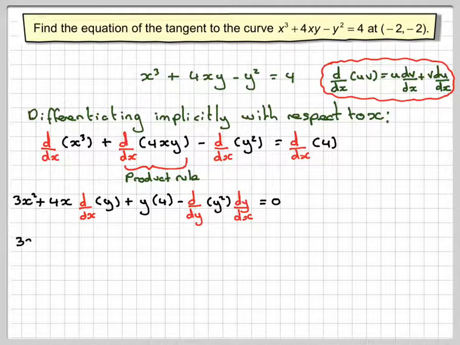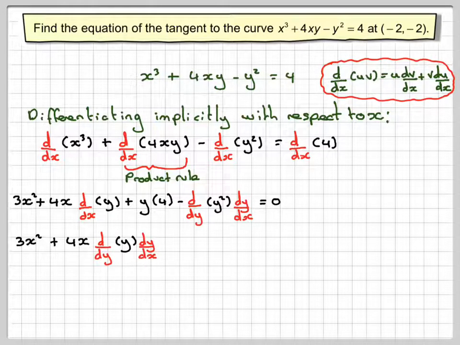So carrying on, we've got 3x squared plus 4x. The differential with respect to x of y will be d/dy of y times dy/dx. Just write this bit here as 4y. And then if we can now differentiate this, this will now become 2y times dy/dx. And that's still equal to 0.